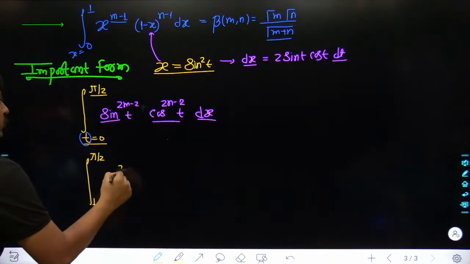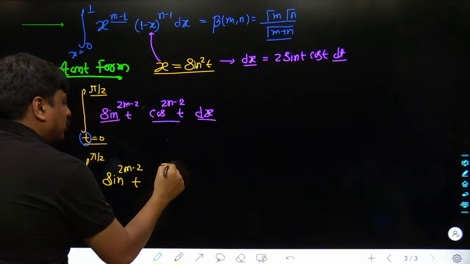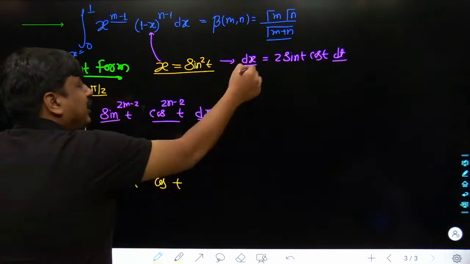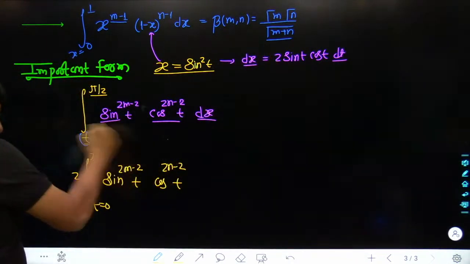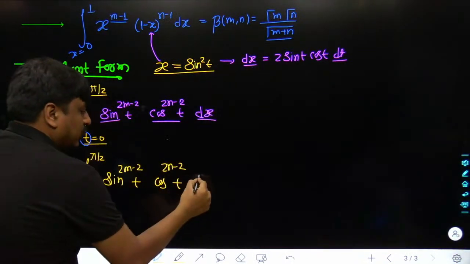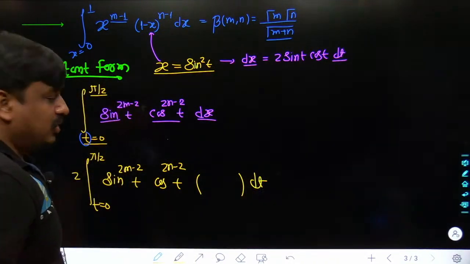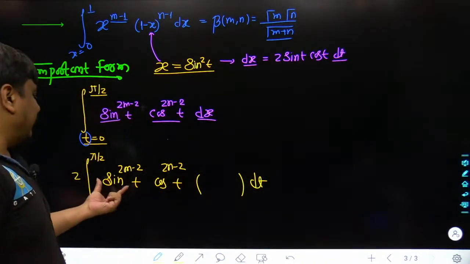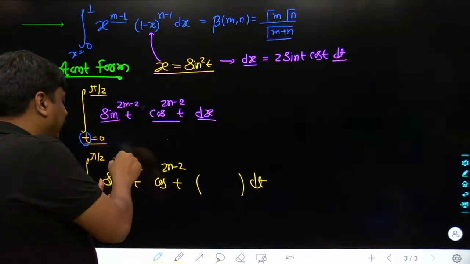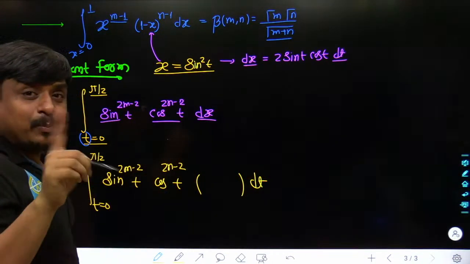See, sine to the power of 2m minus 2 t, and here we had cos to the power of 2n minus 1 t dt. In dx we had the constant component 2, which has been brought outside, and here you are left with sine t into cos t. So the component which is going to get multiplied over here is sine t into cos t. Sine t would get multiplied with its own base. The base over here is sine t. Sine to the power of 2m minus 2 is going to get multiplied with sine t. What would happen? Their powers would get added.